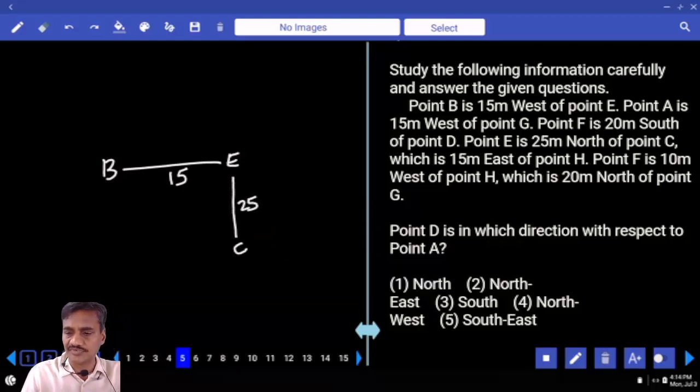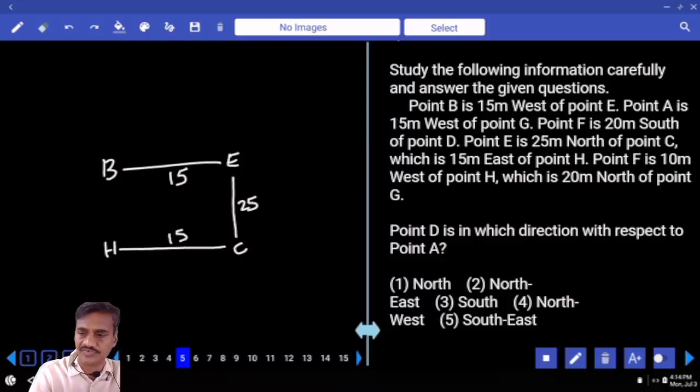And C, which is 15 meters to the east of H. Now between H and C the distance is only 15. F is 10 meters to the west of H, and H is 20 meters to the north of G. Now G is here and H is 20 meters to the north of G.